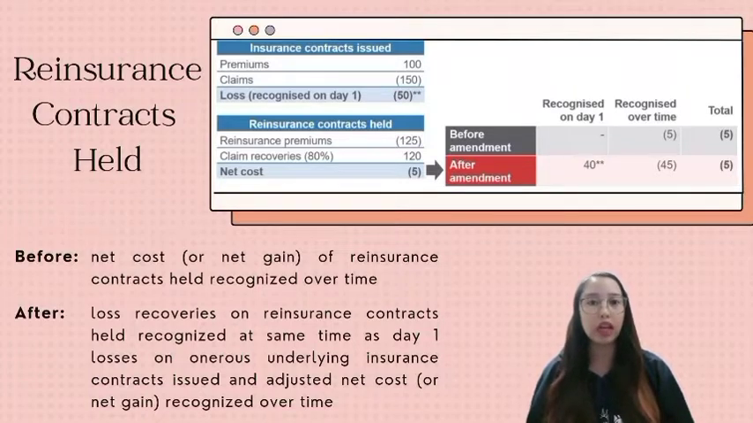May kita din po dyan, on the same time, nag-enter po sila sa isang reinsurance contracts kung saan pwede po siyang makarecover ng 80% ng lahat ng claims sa onerous underlying insurance contracts. So before po, nung amendment, si entity nag-recognize po siya ng net loss ng 5 over time with no amount na ni-recognize ng day 1.